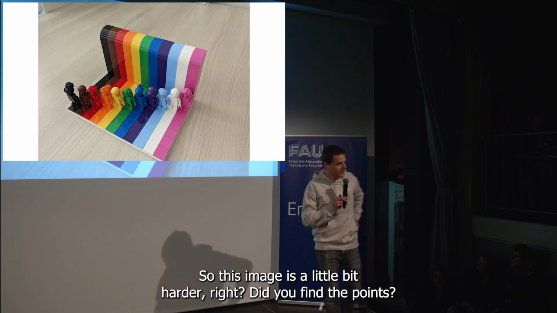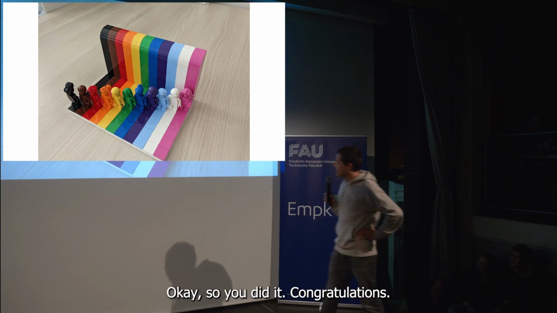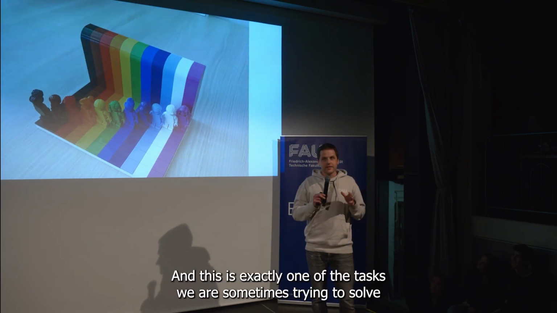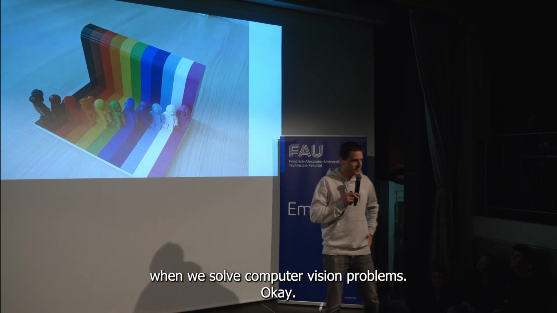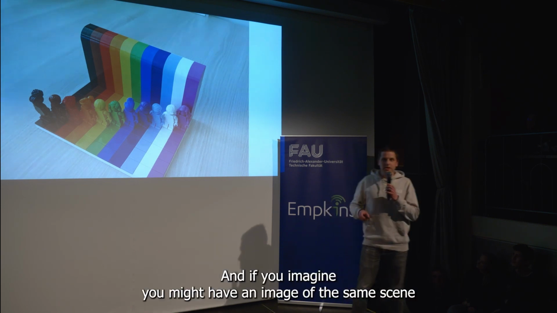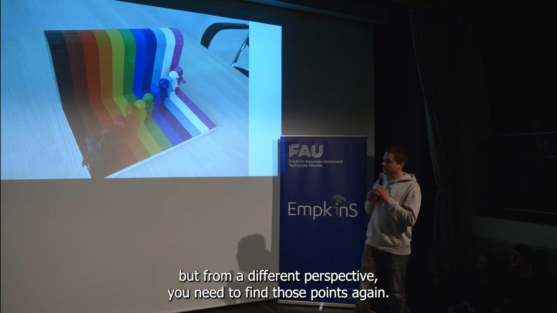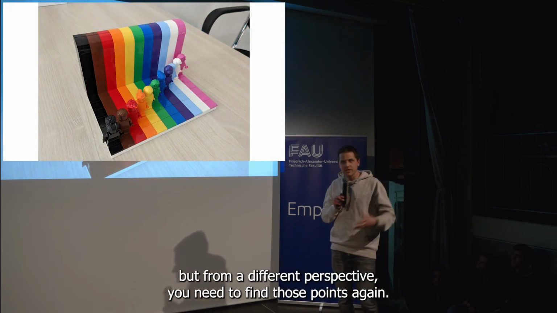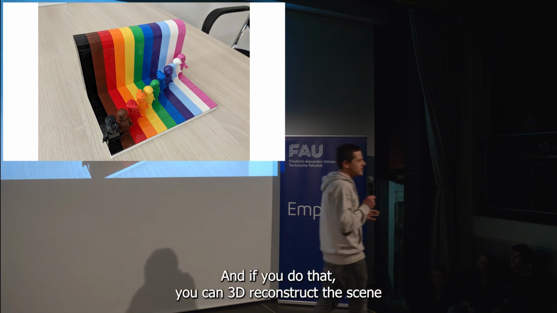So this image is a little bit harder, right? Did you find the points? Okay, so you did it. Congratulations. And this is exactly one of the tasks we are sometimes trying to solve when we solve computer vision problems, okay? We try to find points in images. And if you imagine you might have an image of the same scene, but from a different perspective, you need to find those points again, okay? And if you do that, you can 3D reconstruct the scene.